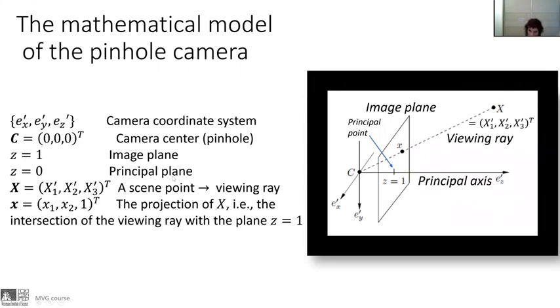Now, regarding the projection. Let's say that we have a scene point in the world. We denote it by X with 3 coordinates. The ray between the camera center and the point we call the viewing ray. And the projection of X on the image plane, we denote it by small x. Actually, this is the intersection between the viewing ray and the image plane. Okay, any question?